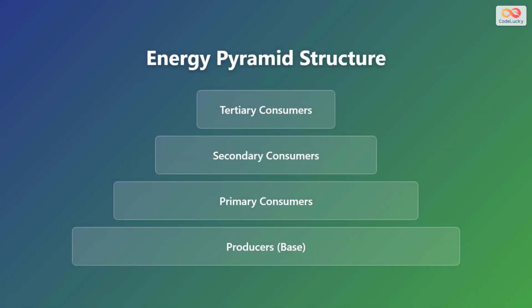The structure of trophic levels can be visualized as an energy pyramid. At the base, we have producers, which contain the most energy and biomass. Moving upward, primary consumers form the second level with less energy available. Secondary consumers occupy the third level with even less energy. Finally, tertiary consumers sit at the top with the least amount of energy. This pyramid shape reflects the decreasing amount of energy available as we move up each trophic level.